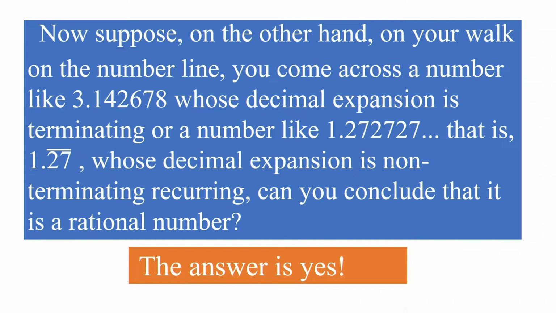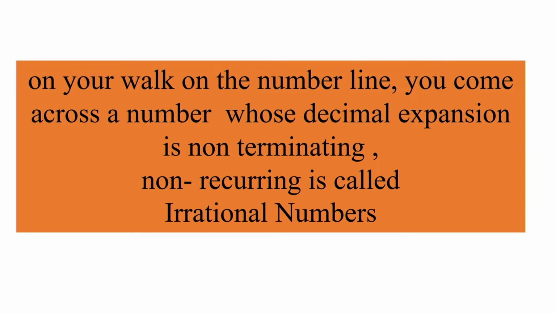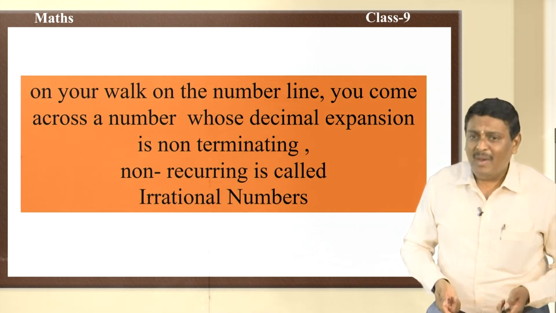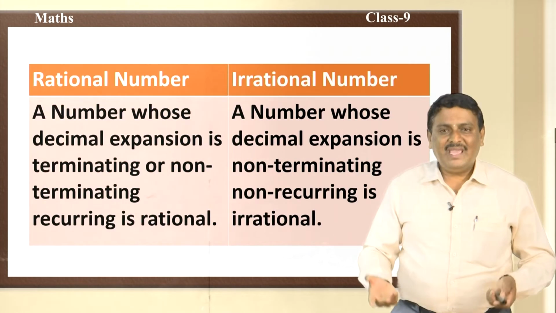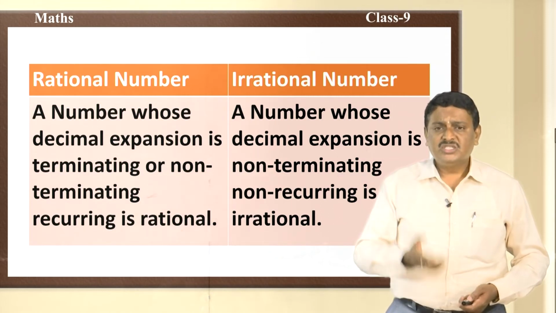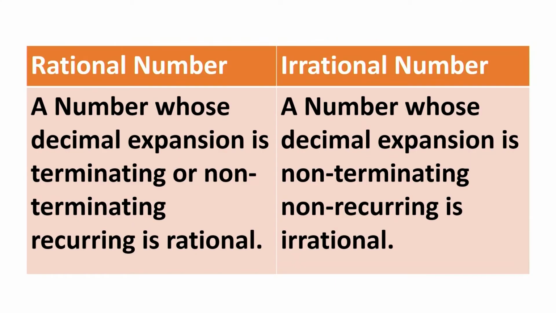Yes, the answer is yes, it is a rational number. Now, on your walk on the number line, you come across a number whose decimal expansion is non-terminating, non-recurring, it is called an irrational number. My dear students, using these we can get a new definition for rational and irrational numbers. A number whose decimal expansion is terminating or non-terminating recurring is rational. We already know that a rational number is a number which can be written as p by q, a ratio of two integers.